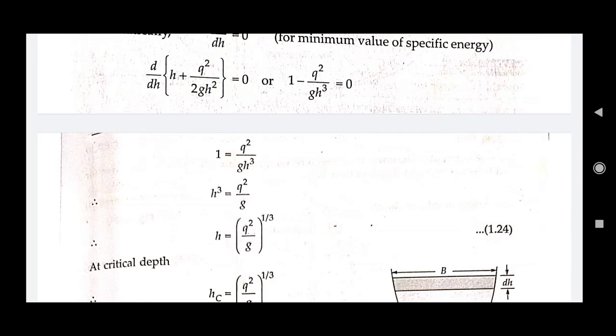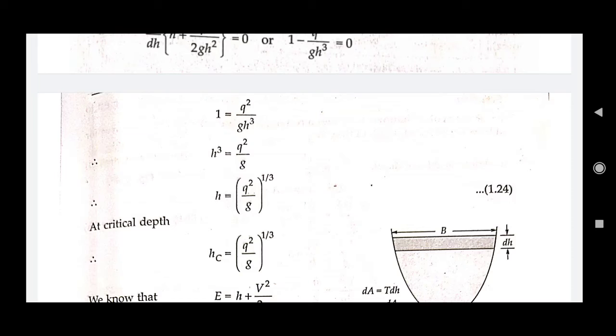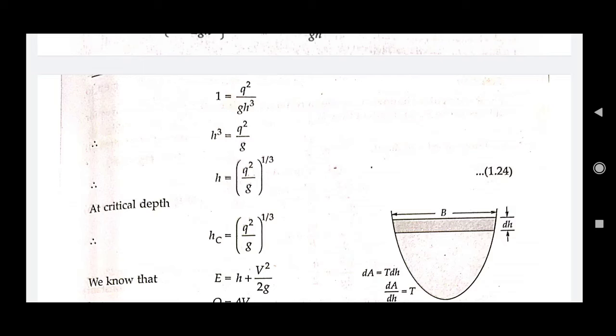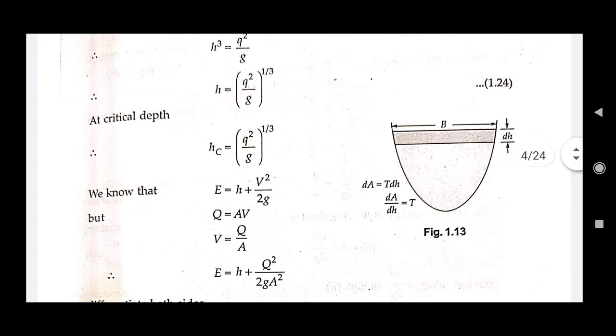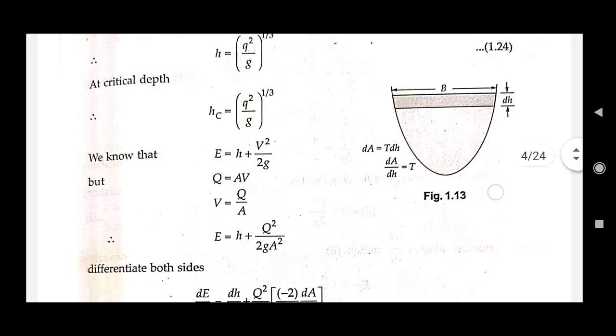right? But we also know that at the critical depth H becomes Hc, so we can substitute H as Hc. So the equation becomes Hc is equal to Q square by G to the power 1 by 3. Now we also had the specific energy in the format E is equal to H plus V square by 2G, right? But Q is equal to AV, or V is equal to Q upon A, as we all know. So substituting the value of V as Q upon A in the above equation, we found out that E is equal to H plus capital Q square upon 2G A square, right?